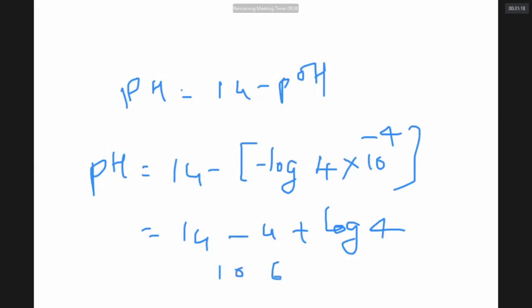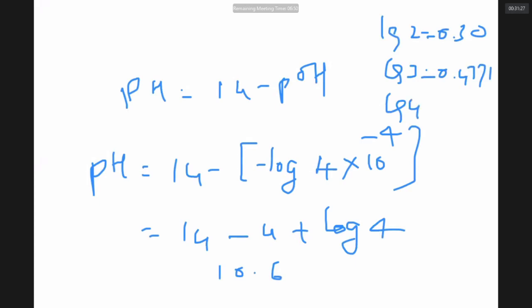Do I know log 2 is equal to 0.3010? Log 3 is equal to 0.4771. Log 4 is equal to 0.6021. Log 5 is equal to 0.6990. Log 10 is equal to 1. Log 100 is equal to 2.